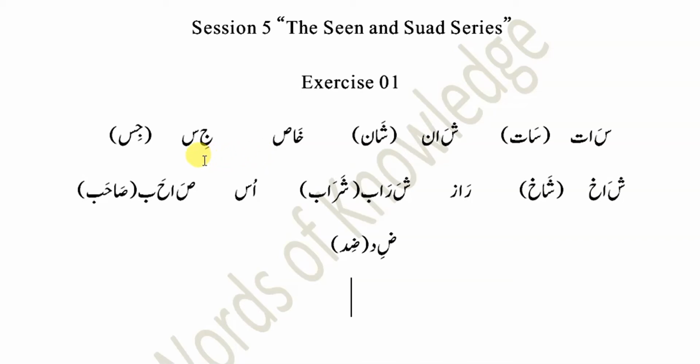Then the next word has Jim and Sin alphabets. Jim has a diacritical mark under it. It is called a Zer sign, and the whole word is called Jis.